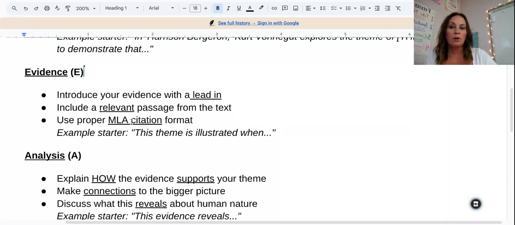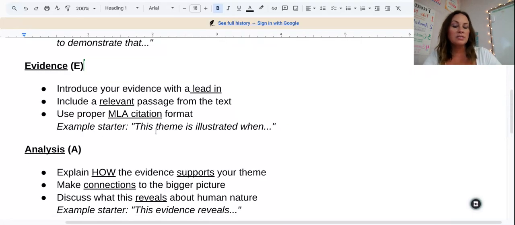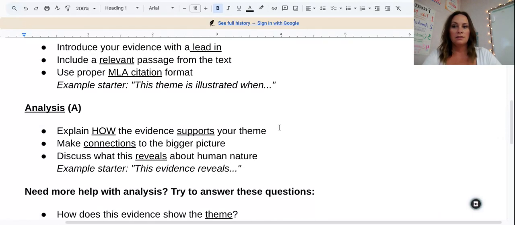You're going to make sure you use proper MLA citation format. So you're going to have your lead in, you're going to have your quote, then you're going to have your parenthetical citation with either the page or paragraph number only, and then the period is on the outside. So a sample sentence starter could be something like, the theme is illustrated when.